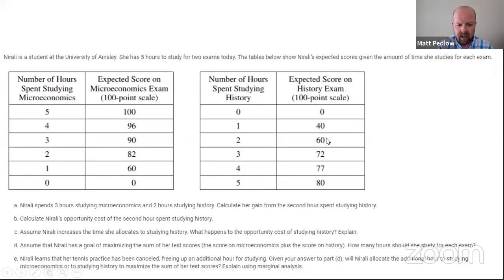B, what's her opportunity cost of the second hour studying history? Okay, so when she decided to pick up a second hour, that means she couldn't study 4 hours anymore. She could only study 3 hours. So what did she give up? We know she gained 20. What did she give up? She went from a 96 to a 90. So her opportunity cost is 6 points.